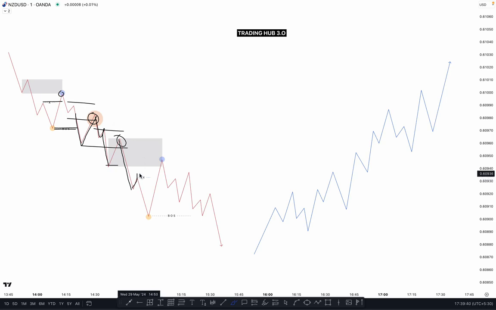But in this one you can see here market did not mitigate this POI, just pushed downside. Again, now you know about the inducement. So this high acts like an inducement and market went up to mitigate this one, and then we can again plan here for this sell. And same thing is applicable here.